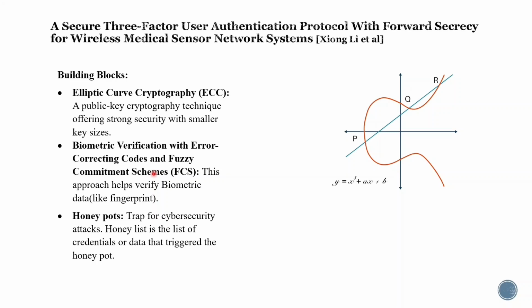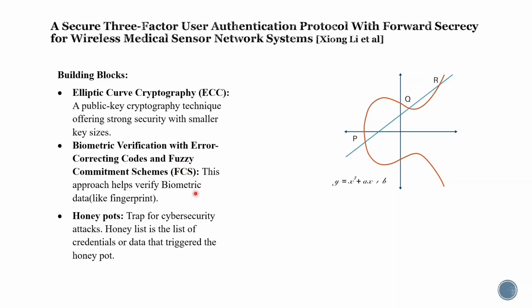Here, fuzzy commitment schemes help us use these error correcting codes inside our biometric verification. Whenever a slight variation is there in the biometric data, the biometric data is still considered valid. The fuzzy commitment scheme that is used in this protocol is the Bose-Chaudhuri-Hocquenghem code, BCH codes.